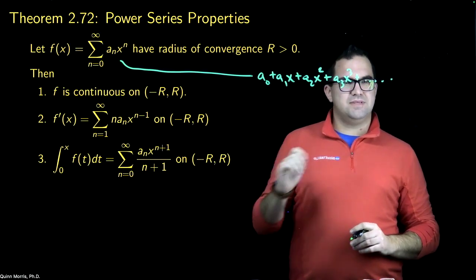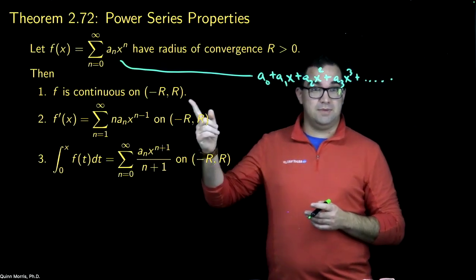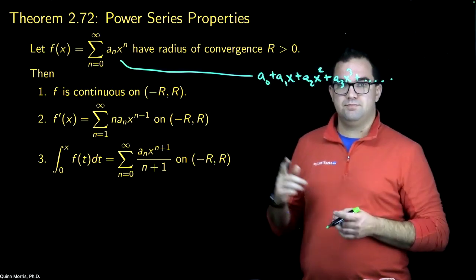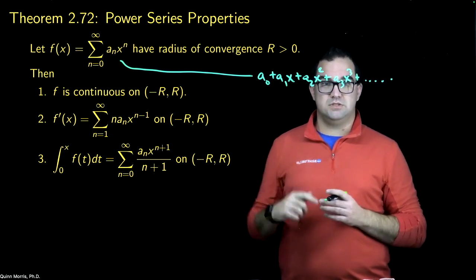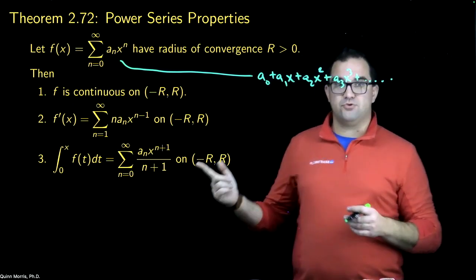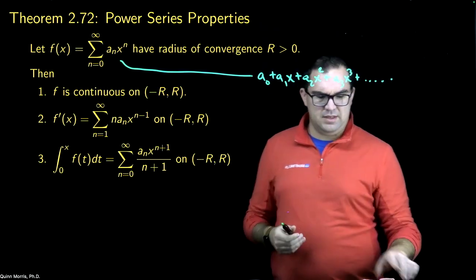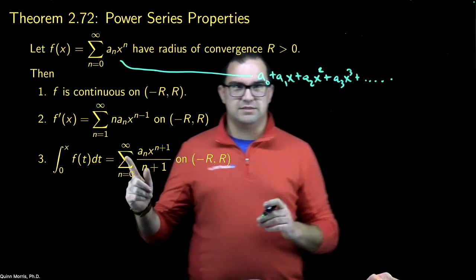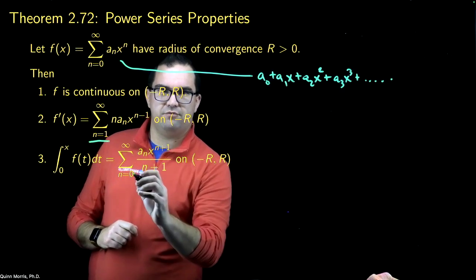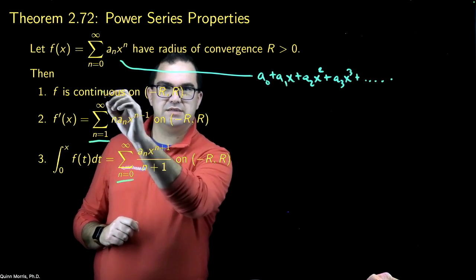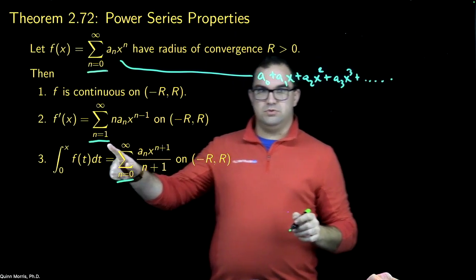But what this theorem is saying is that even though it's not a polynomial, in a lot of ways it is like a polynomial. It's going to be continuous wherever it converges. It's going to be differentiable term by term wherever it converges, and it's going to be integrable term by term wherever it converges. So this is a nice theorem that tells us that things work exactly as they should. Now, one thing to take note of, just to be careful: if you look at your indices of these things, note that when we take the derivative, we lose the zeroth term.